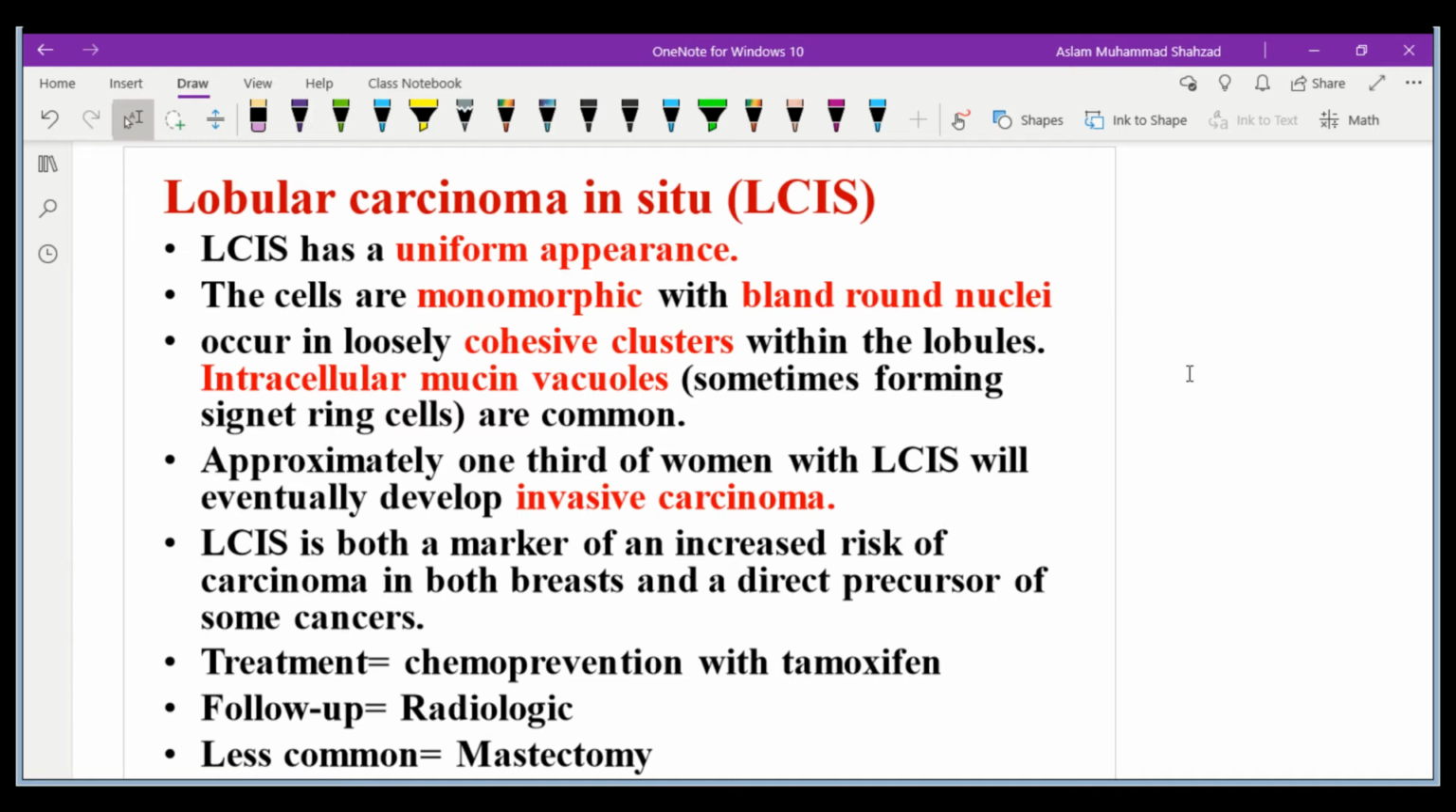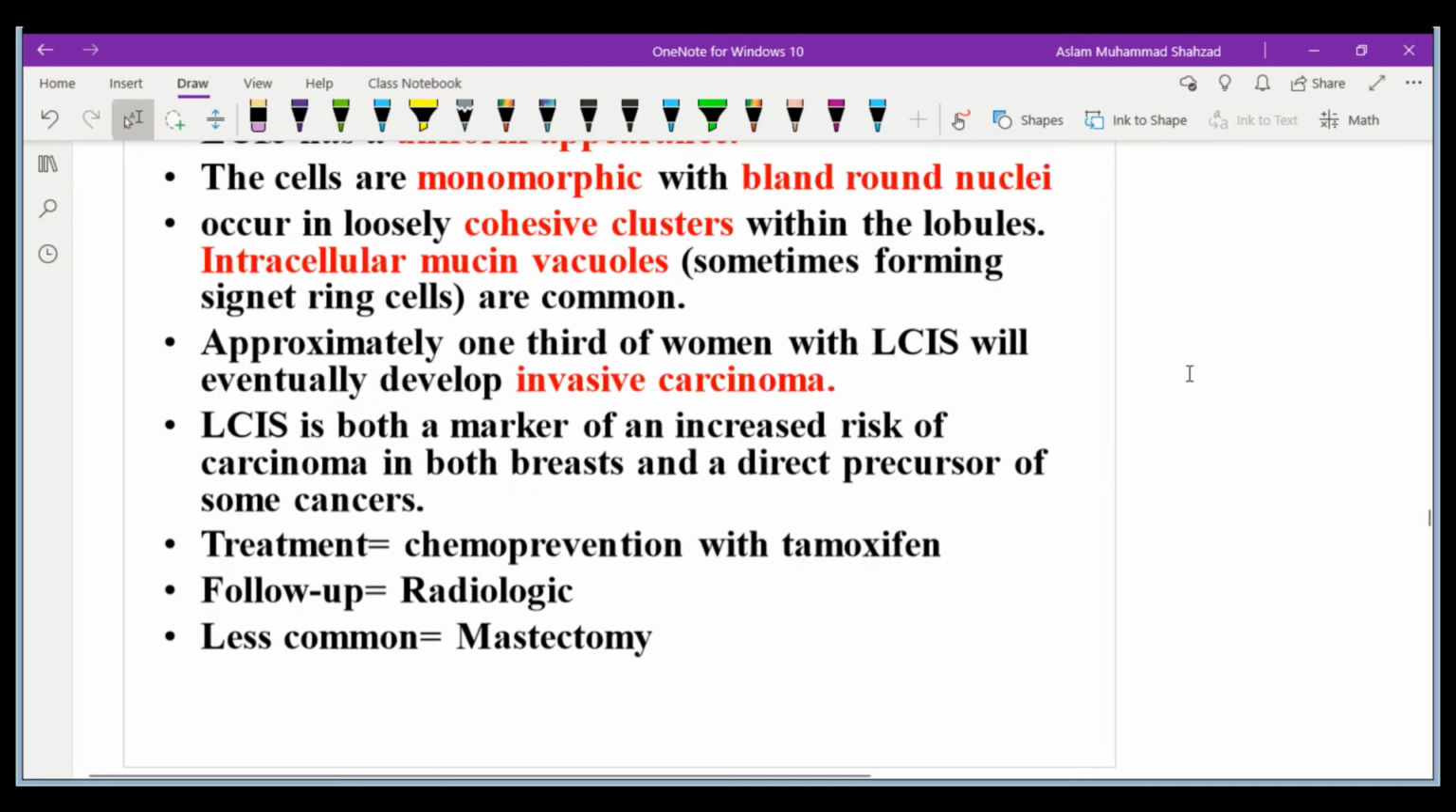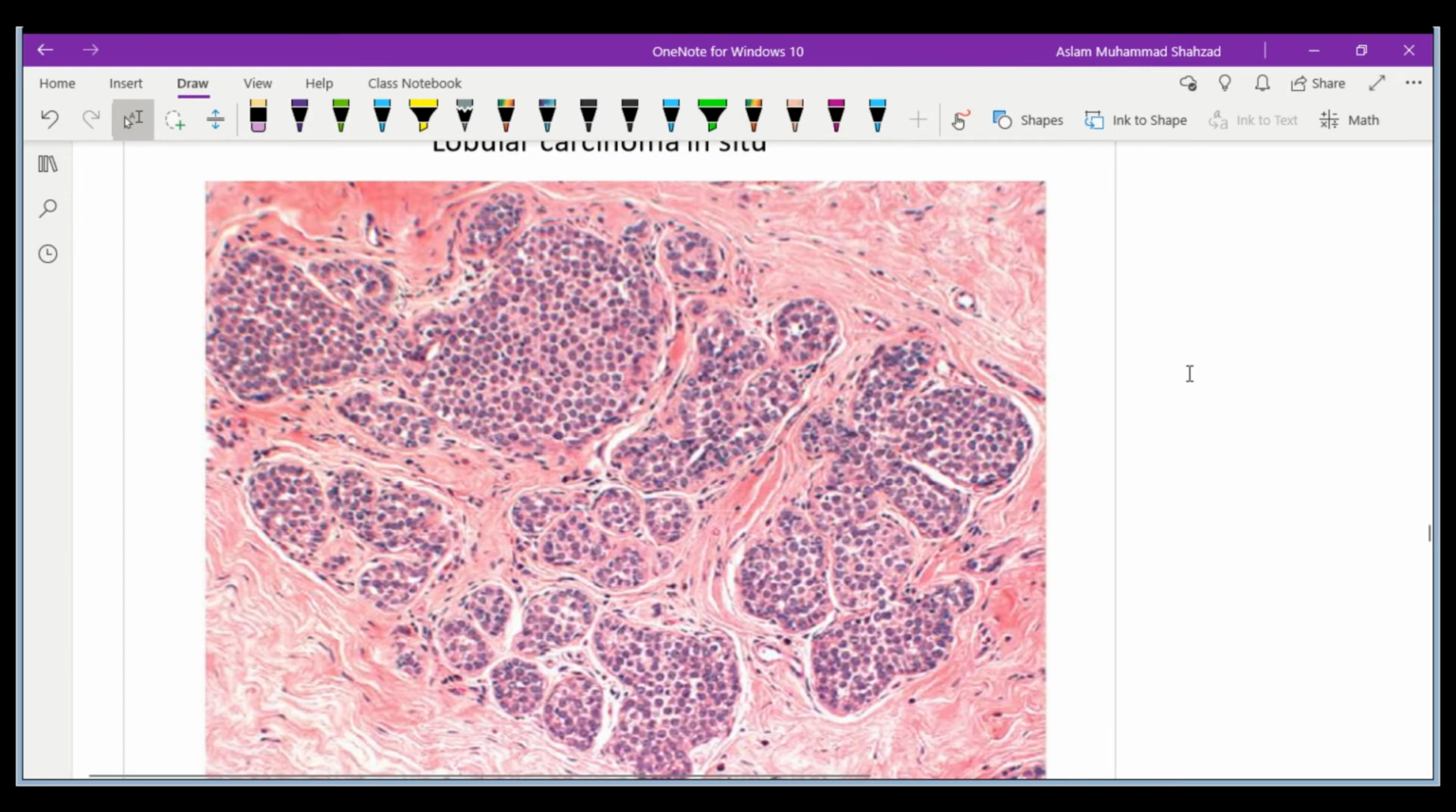Approximately 1/3 of the women with lobular carcinoma in situ eventually develop invasive carcinoma. Lobular carcinoma is a precursor for a number of cancers. The treatment could be given with the use of tamoxifen and chemotherapy, which we will discuss in pharmacology. Follow-up will be radiological, and surgical removal, commonly known as mastectomy. This is a picture of lobular carcinoma.